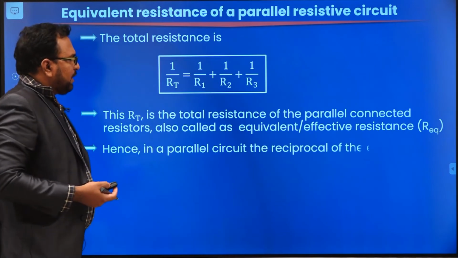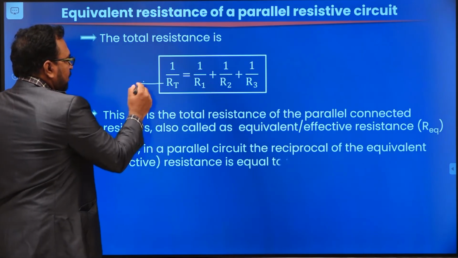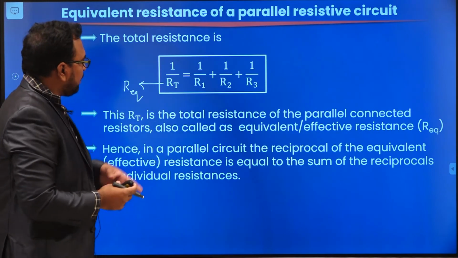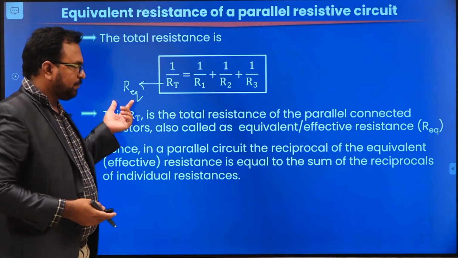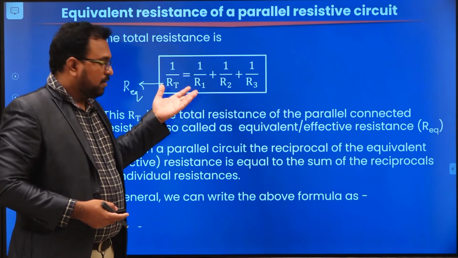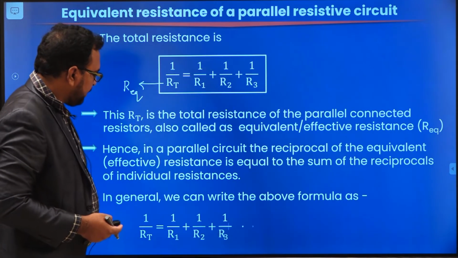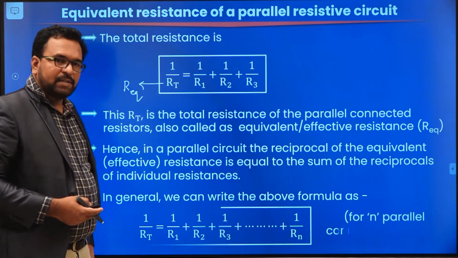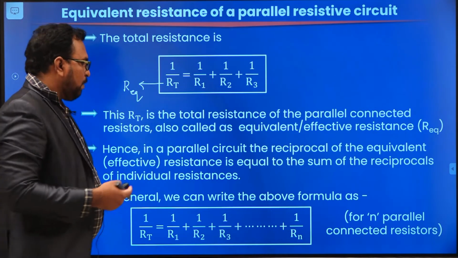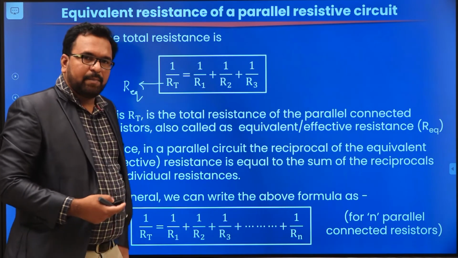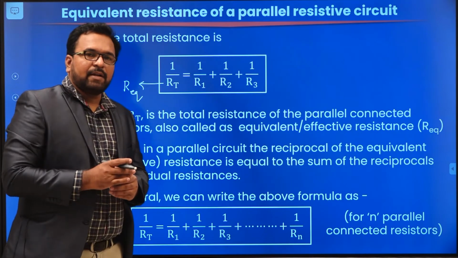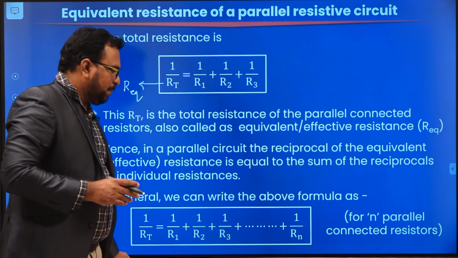So similarly we can call this RT as R equivalent, just like in series circuits we can also call the equivalent total resistance as R equivalent here. So when there are resistors involved, the equivalent resistance is 1 by RT is equal to 1 by R1 plus 1 by R2 plus 1 by R3 plus and so on 1 by Rn for n parallel resistors. So this is how you are going to calculate the equivalent resistance for n parallel resistors.